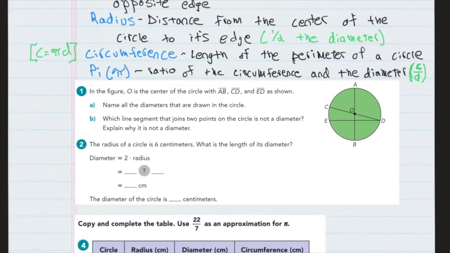It's not ED, right? Because that does not go through the center. But there are two lines that do. AB goes through the center, and CD, like we discussed earlier, also goes through the center. And to show that it's a line, I just put a line segment right across there.